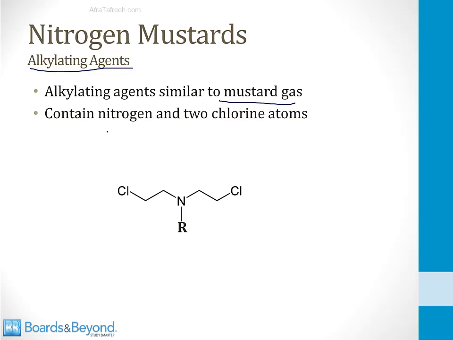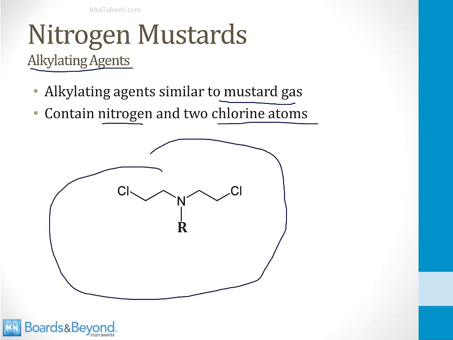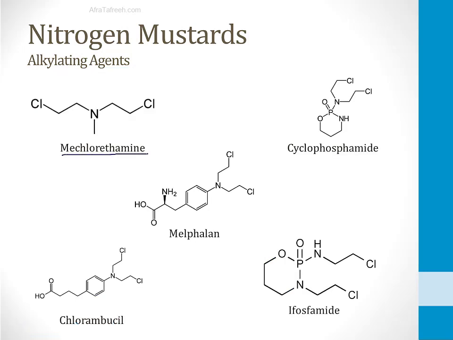And all of these drugs contain a central nitrogen and two chlorine atoms similar to the structure shown on the screen here. Mechlorethamine is the simplest of the nitrogen mustards. Cyclophosphamide is a very commonly used alkylating agent in this class. We'll talk about it in more detail in a few slides. Other nitrogen mustard alkylating agents include melphalan, chlorambucil, and then finally ifosfamide is actually a slightly different structure. It does not have a central nitrogen, but it still has two chlorine atoms, and it functions very similarly to all the nitrogen mustards.